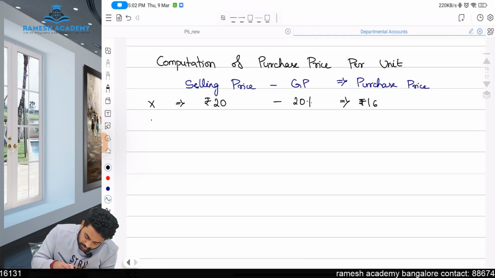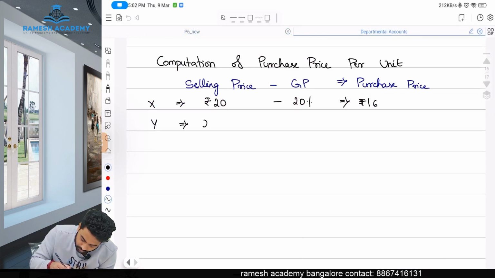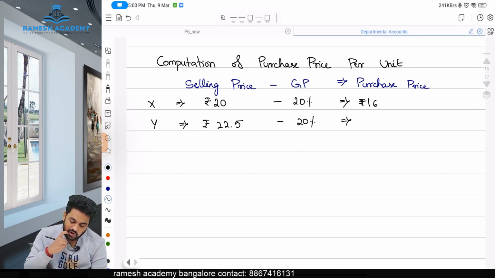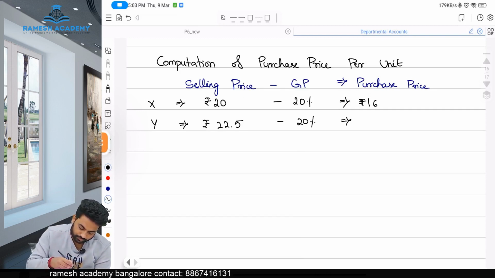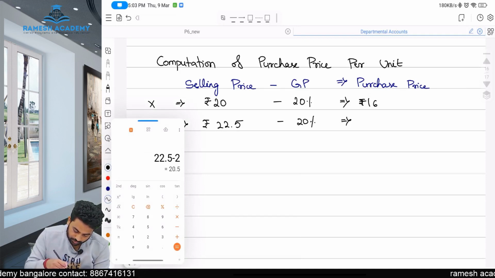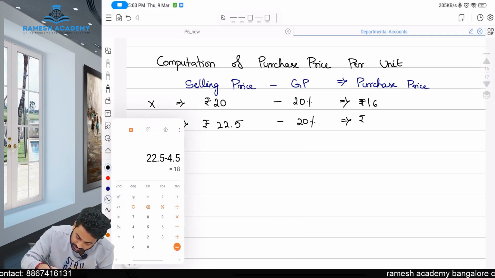Okay. Y is selling a unit at rupees 22.5. Rupees 22.5 minus 20%. Is it 19 or something? 22.5 minus 20%. 18 it is. Rupees 18.